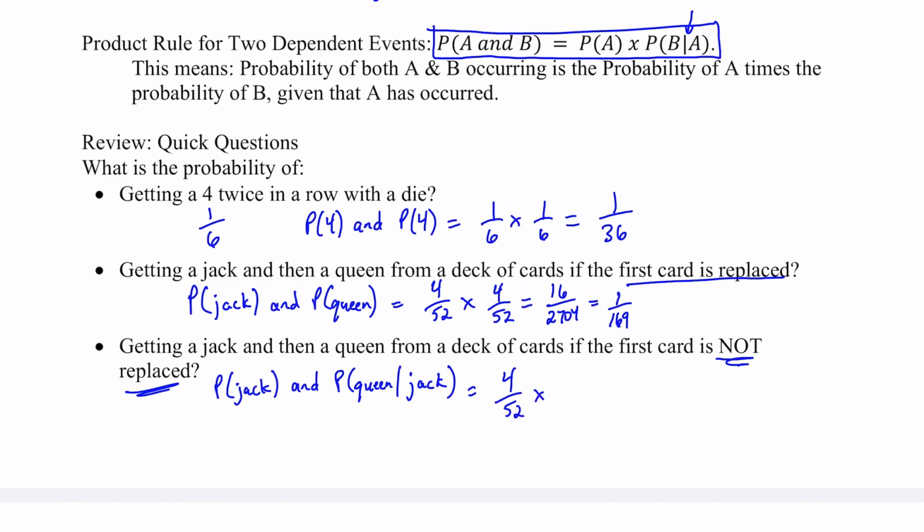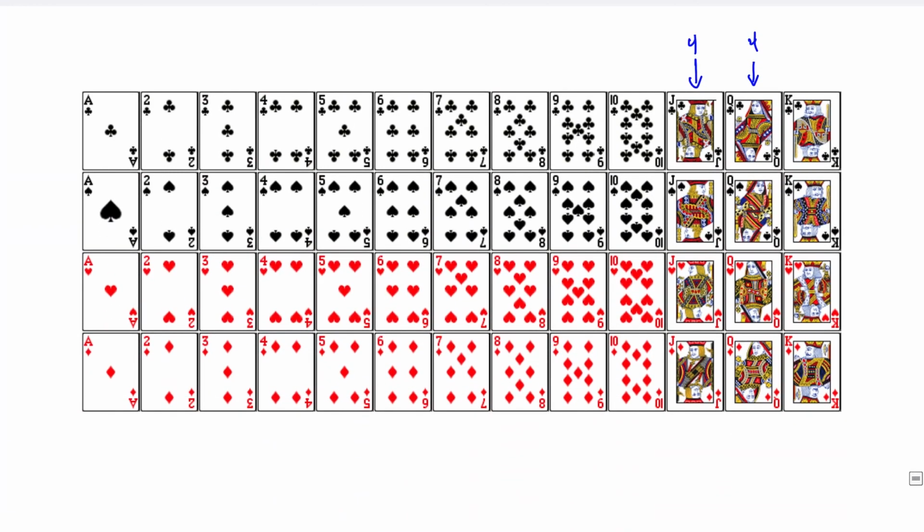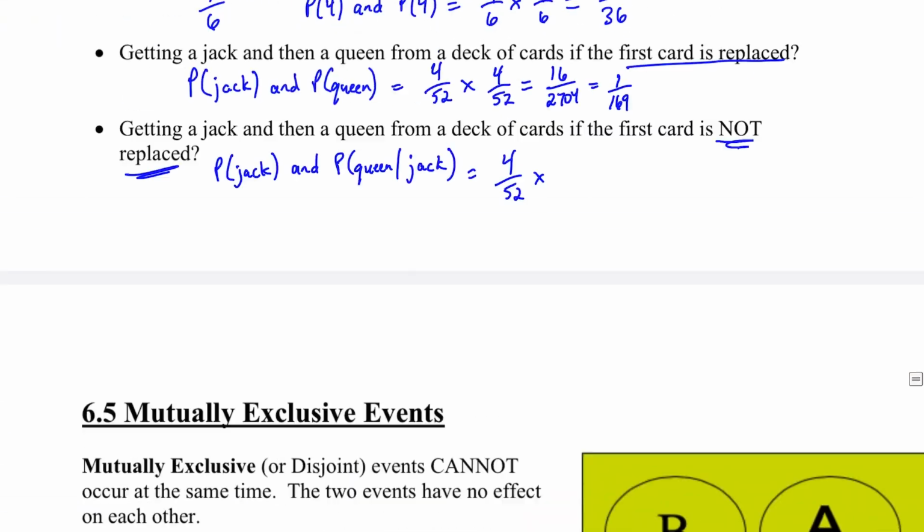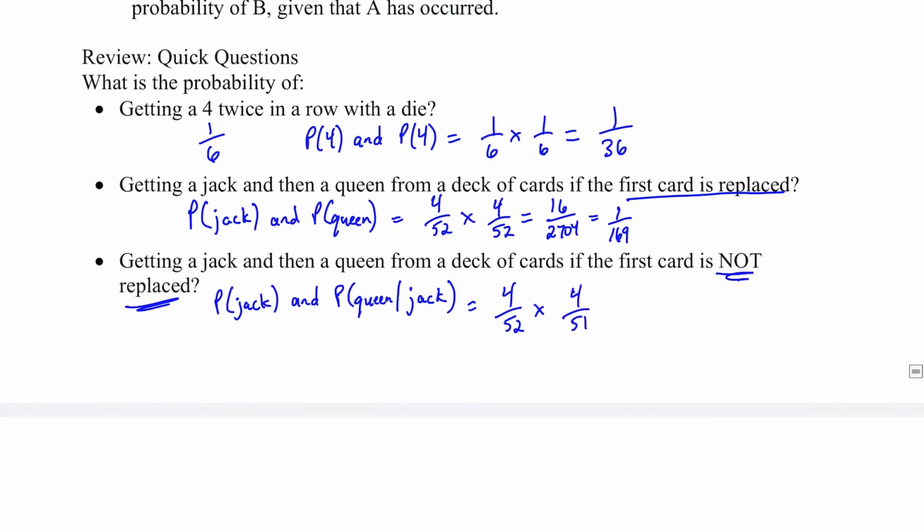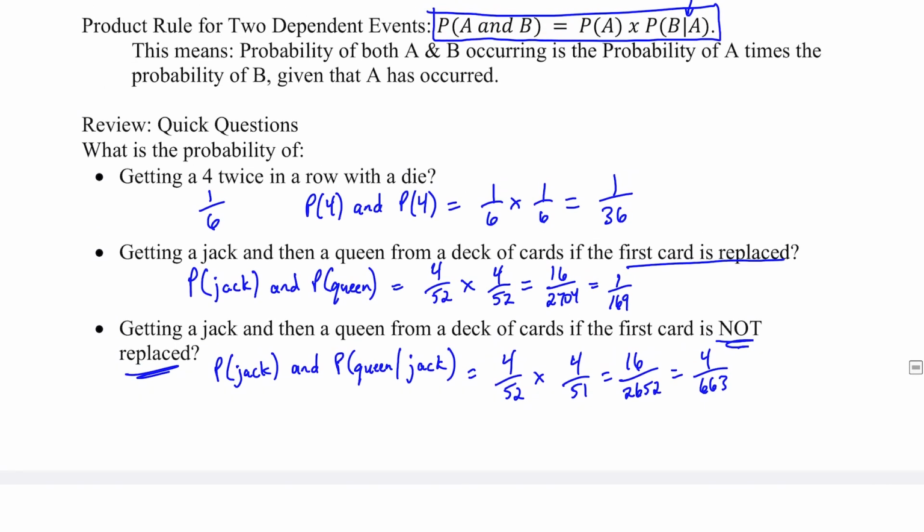And the probability that we get a queen, so imagine this, you get a card, and let's say it happens to be the jack of clubs, that would leave us with 4 queens out of the 51 cards now remaining because 1 is already in your hand. So 4 over 52 times 4 over 51 is 16 over 2,652. Or we can simplify that to 4 over 663. So that concludes the lesson on independent and dependent events.